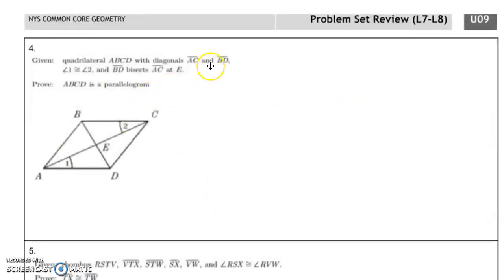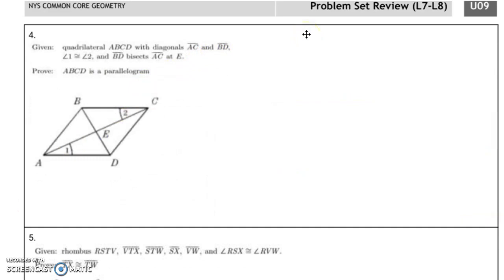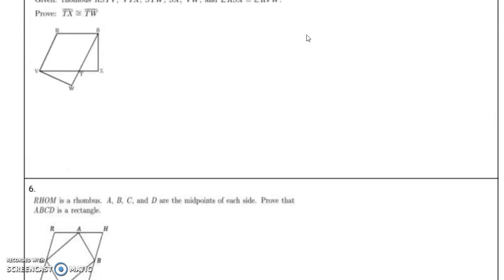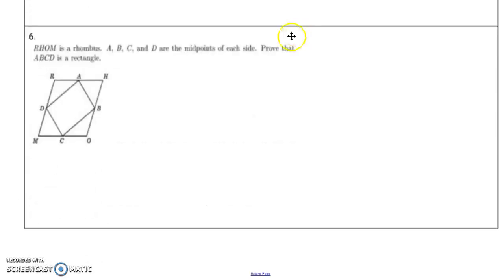Coming up to the last page here of the last problems that we're going to do, pause the video, see if you can try these out, and then come back and check your work.